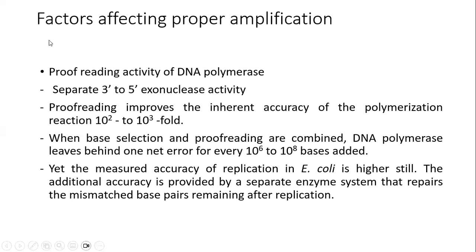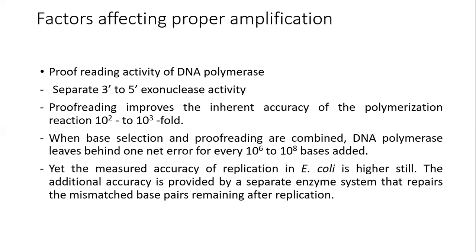So with the help of its proofreading activity, it will remove the incorrect base and then it will proceed with the polymerization again. So proofreading activity will improve the accuracy by about 100 to 1000 fold. So if we combine base selection and proofreading, the combined accuracy is about one error per 10 to the power 6 to 10 to the power 8 bases.